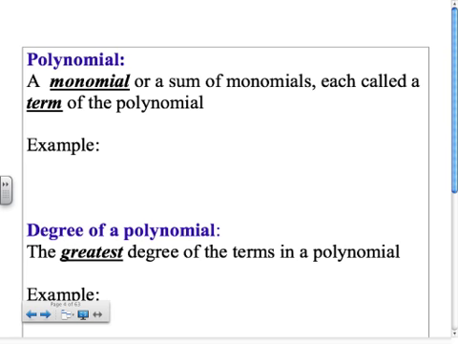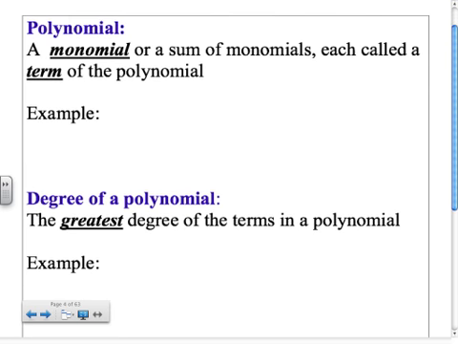So what's a polynomial then? Poly means many. I should have pointed this out: the prefix mono means one, and the prefix poly means many. So a polynomial is a monomial or a sum of monomials, each called a term of the polynomial. What? There's a lot of onomials in there. I don't want to get all caught up in all this verbiage, but essentially a polynomial is something as simple as this: 2x squared plus 3x minus 4.